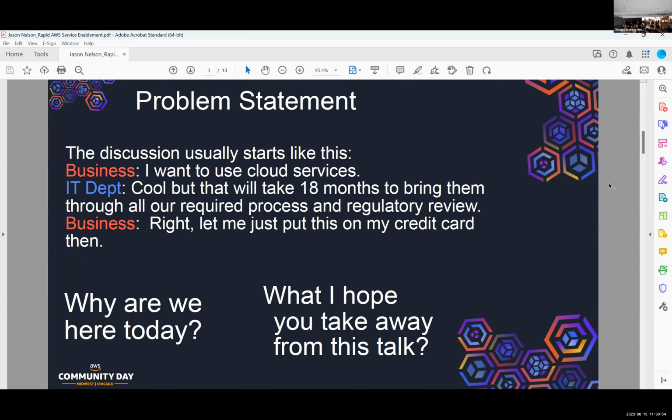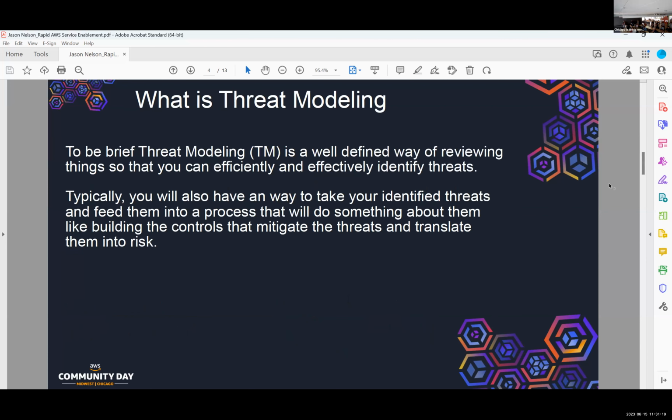Why are we here today? Again, this isn't a threat modeling talk. This is just about how I use threat modeling, or use a process, to enable the business more quickly. At the end of this, you should feel informed about techniques and methods you can use to enable the business to get to market quicker, and maybe join the communities that exist out there that I'll share and talk about. So again, not a threat modeling talk.